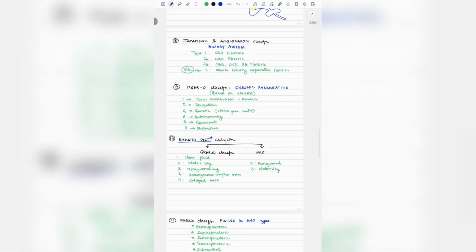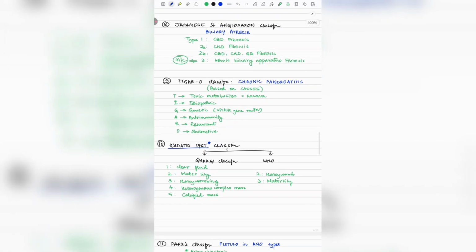Next, coming to one more important classification, that is the Japanese Association of Pediatric Surgeons classification. It is used for biliary atresia. Okay, what does it say? In type 1 it is only the common bile duct fibrosis. Type 2 is common hepatic duct fibrosis. In type 2b you're going to see common bile duct, common hepatic duct and gallbladder, everything is fibrosed. Type 3, which is the most common, is where you're going to see the whole biliary apparatus having fibrosis.